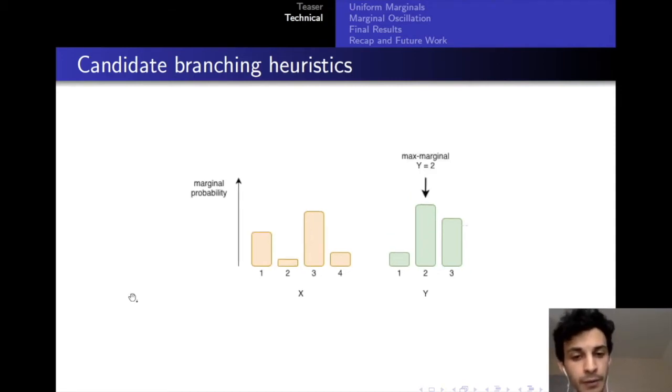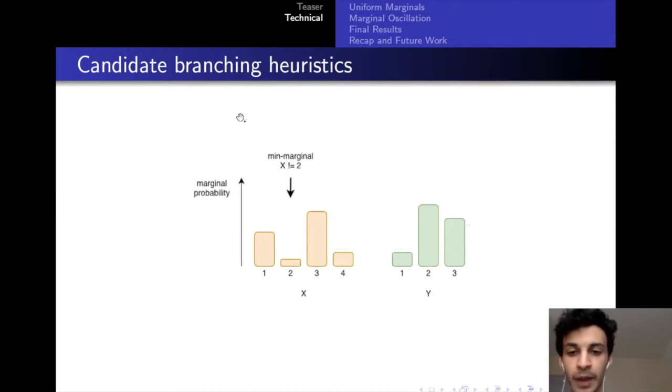So the first heuristic is max-marginal. The idea is very simple. We branch in the direction that maximizes the marginal probability. So in this case, this would be y equals 2. And upon backtracking, we obviously disallow this value. The second is min-marginal. Here the idea is to look at the variable value assignment that minimizes the marginal probability. And on the left branch, we disallow this value.